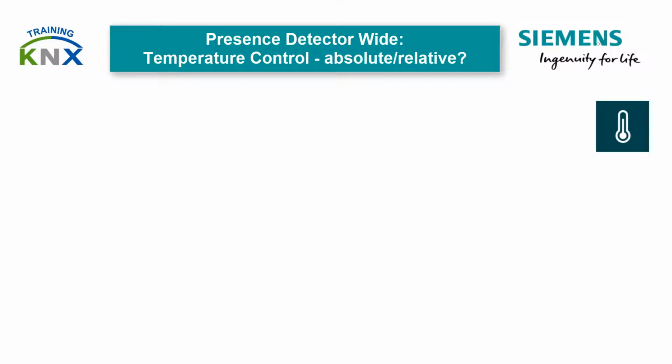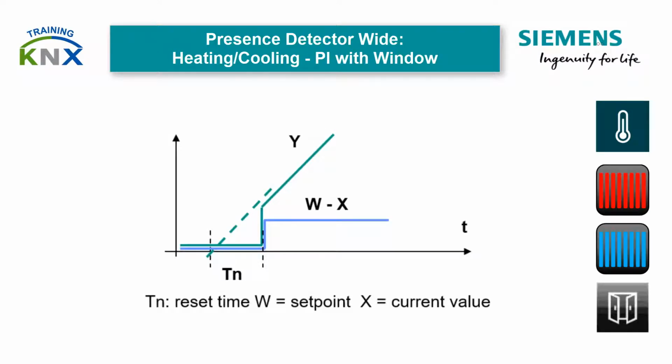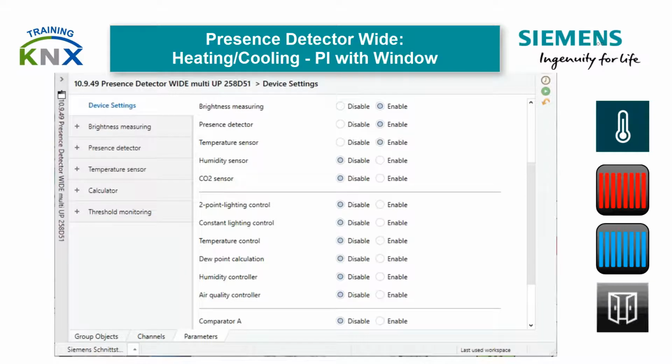But let's look at the options of the controller using an example. Heating and cooling, PI continuous, with window contact evaluation. What are the minimum requirements? Which optional additional settings optimize the use of the temperature controller?